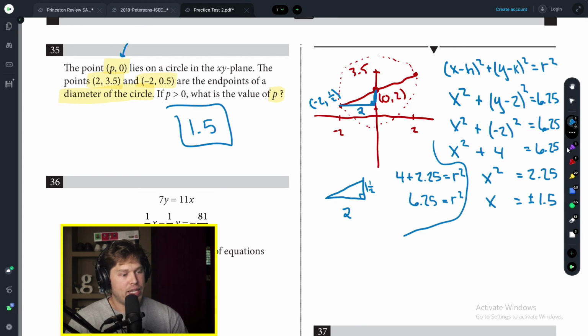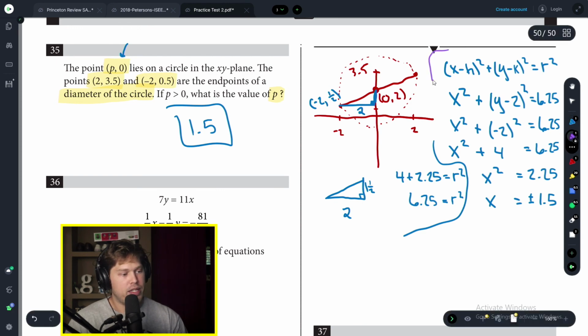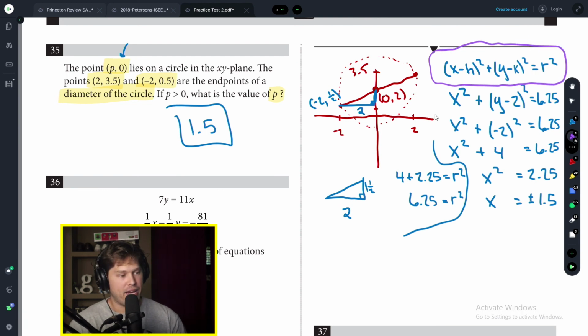Really what we need to know for this problem is the equation for a circle and how that's made. It's made by using the center of the circle and your radius. So we found what the center of our circle was, and then we formed our circle function. And then we just had to plug in 0 for y and solve for x.